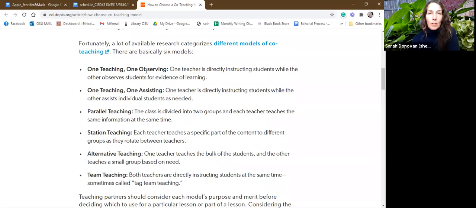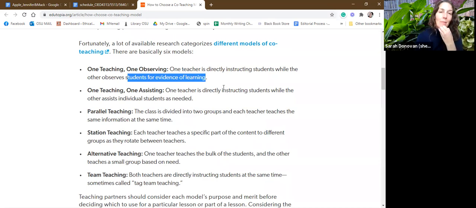One teach, one observe. We don't recommend this unless the person observing is looking for evidence of learning. So observing does not mean sitting back. It means getting right in there and monitoring the students and what they're doing. Maybe it's monitoring the chat. Maybe it's having side chats with students. Maybe it's looking at a different site in order to see if students are working on a PowerPoint together or something like that.